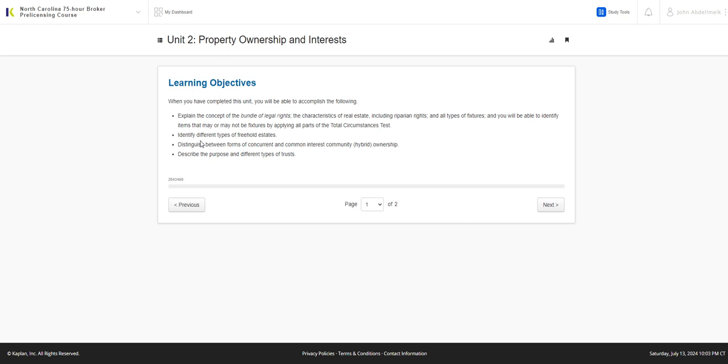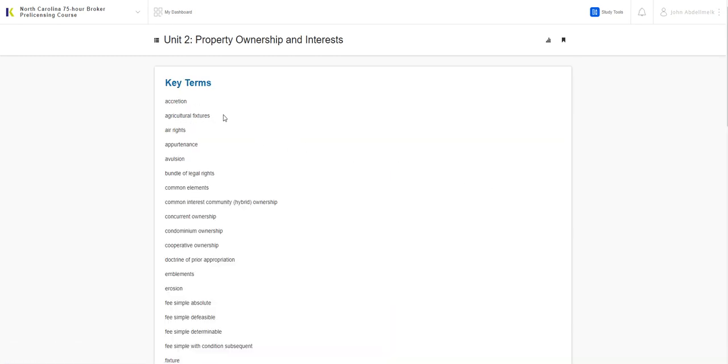Second thing is we're going to be able to identify different types of freehold estates. These are going to be very nice, very important. And then the third one is being able to distinguish between forms of concurrent, common interest community, hybrid ownership, etc., and describing the purpose of and different types of trusts. Lots of terms we've got going on here, and to be honest with you, these mean a lot of things.